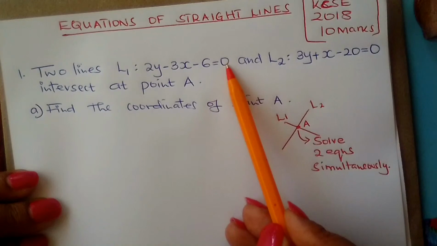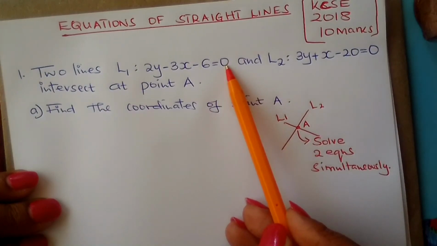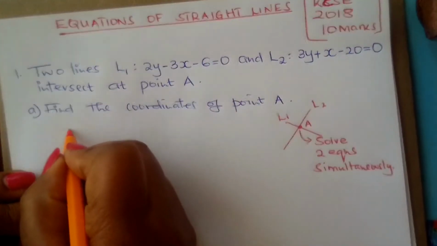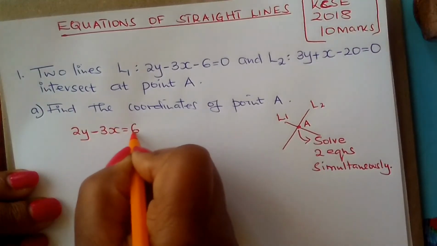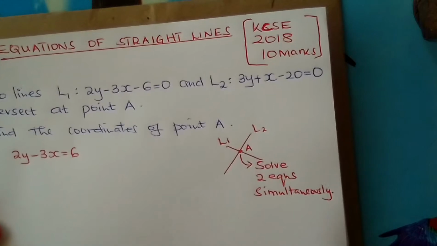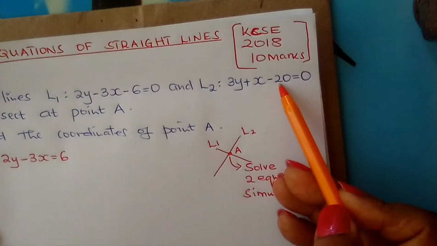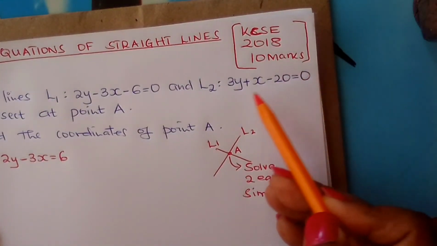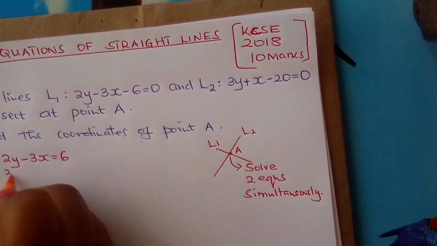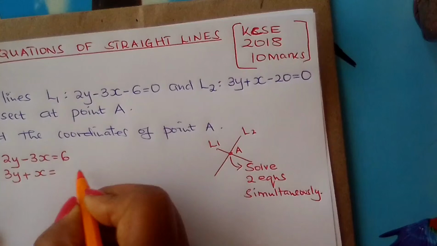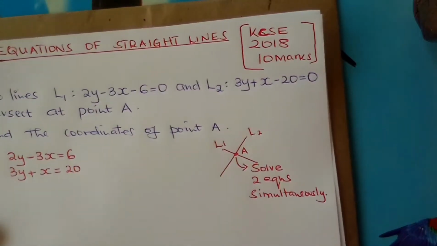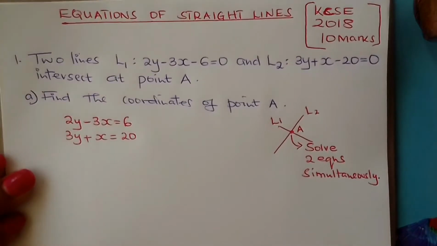Good. So we take the first one here, 2y minus 3x. We can take minus 6 to the other side to be positive 6. And therefore L1 now will be 2y minus 3x is equals to 6. At L2, we do the same thing. We take minus 20 to the other side. So it will be 3y plus x is equals to 20.